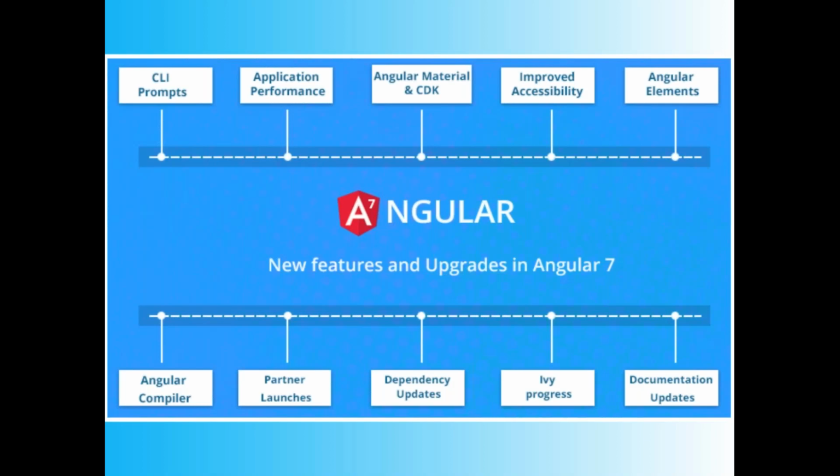There are some changes in CLI prompts, which define the application whenever we are working with the CLI. Those CLI prompts were added to the Angular 7 version, and there are application performance improvements, Material CDK, improved accessibility, documentation updates, and IVY progress. All those are the new features. Well, not all new features. Some are new features, and some are application upgrades. You can talk about them as upgrades in Angular 7.